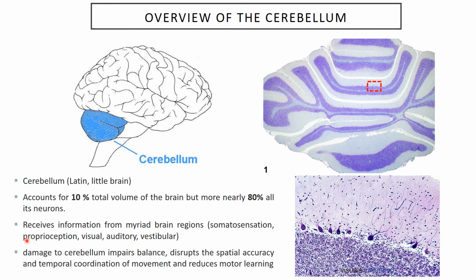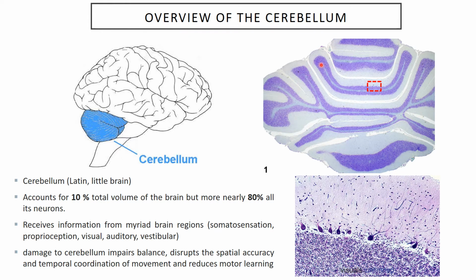As I mentioned in the previous slide, it receives information from a huge range of brain regions, including a ton of sensory information. And damage to the cerebellum impairs balance, as we saw in the previous slide. It also disrupts spatial and temporal coordination of movement and reduces motor learning, as we'll learn over the course of this lecture. So if we look at a cross-section of a slice of the cerebellum, you'll see that there are these layers. So the cerebellum has this laminar structure, and it seems like it's sort of broken up into different pieces.